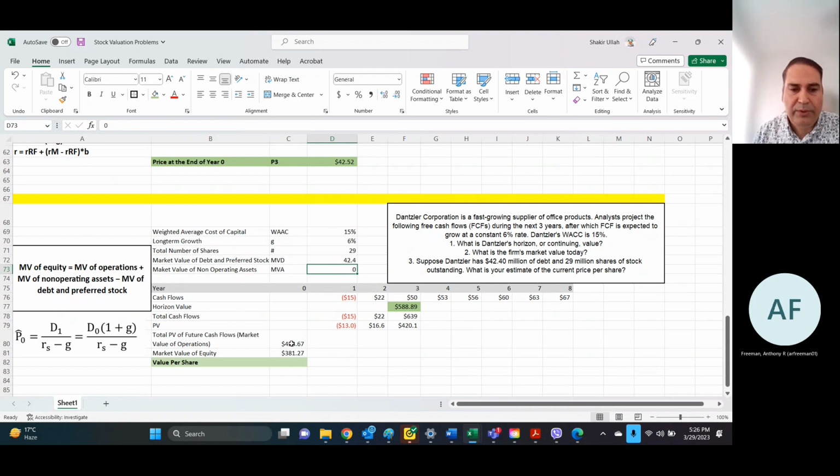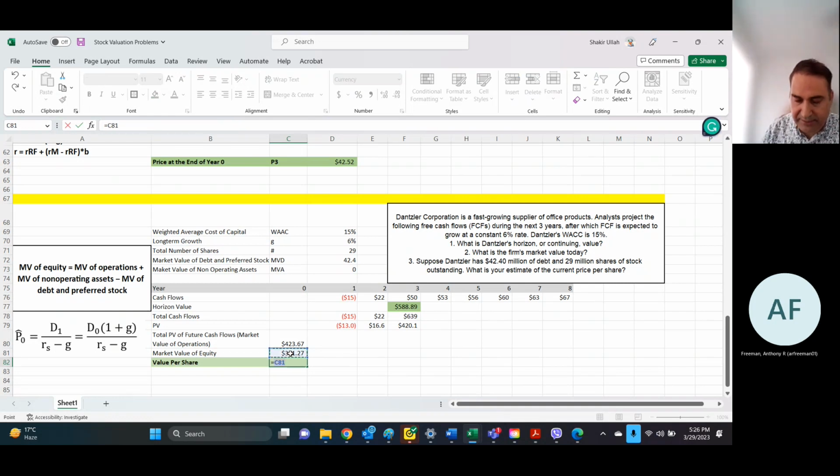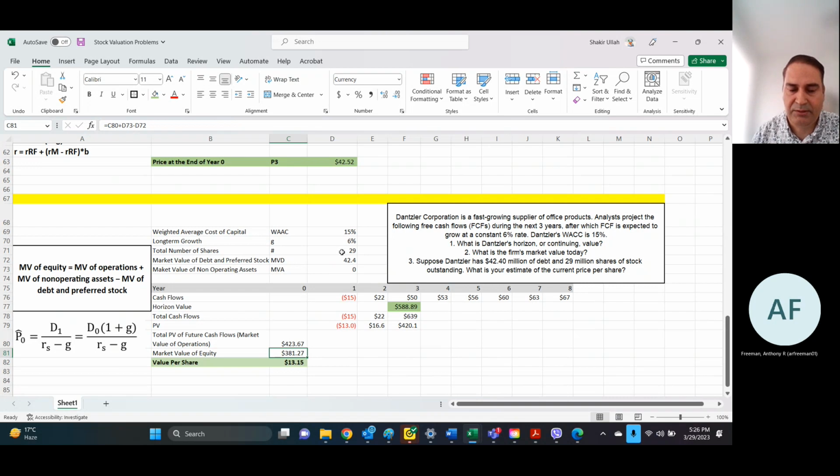Okay, so we've got this value, and the price per share would be equal to the market value of equity divided by the number of shares, which is 29. Because all of these numbers are in millions, the market value of equity is in millions and the number of shares is also in millions. So those zeros cancel each other out, and the market value per share will be $13.15. So that is how it is. Is there any question, any problem that I can explain further?